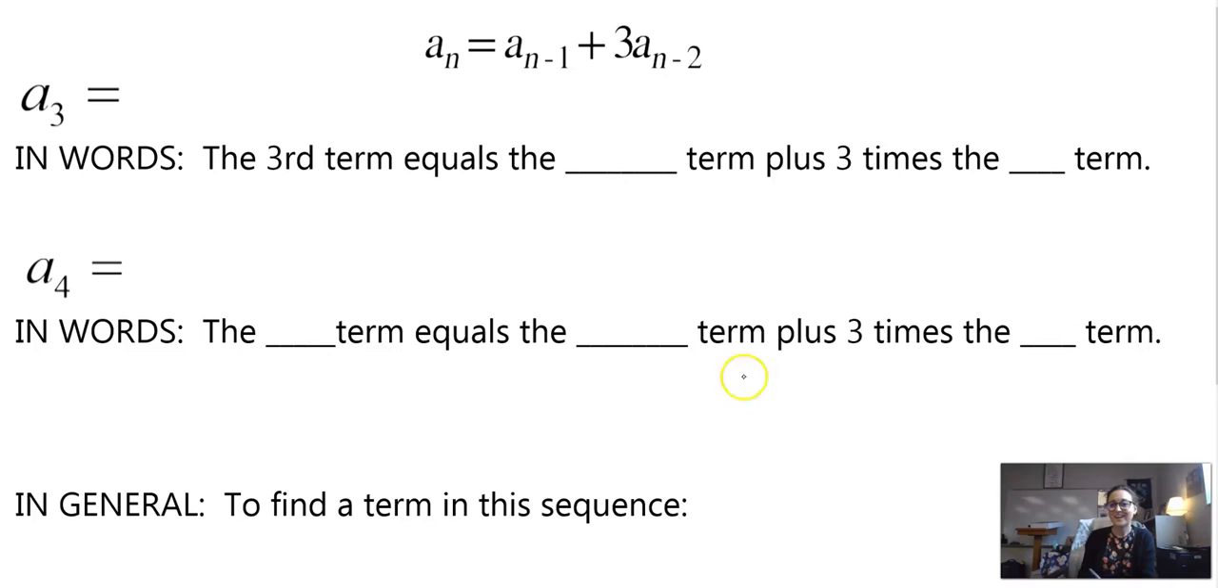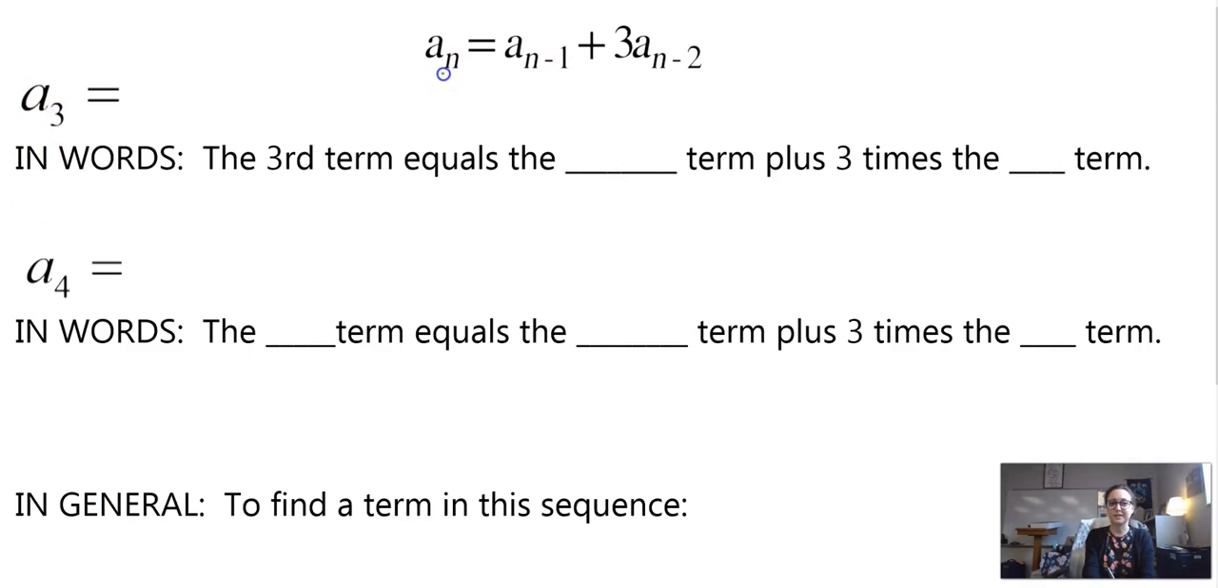All right? Force pause on the screen. Go ahead and copy this recursion formula. Hit continue when you're ready to work it together. All right, so you don't need to write anything else quite yet. Let's just talk about certain terms, okay? So let's say I want to find a sub 3.